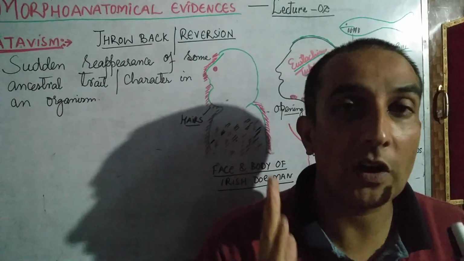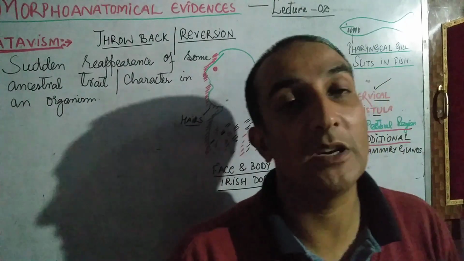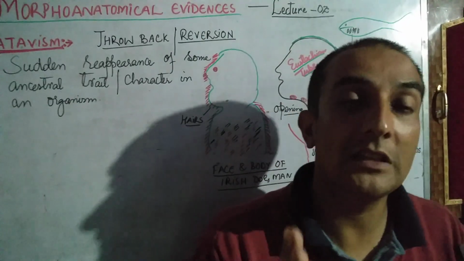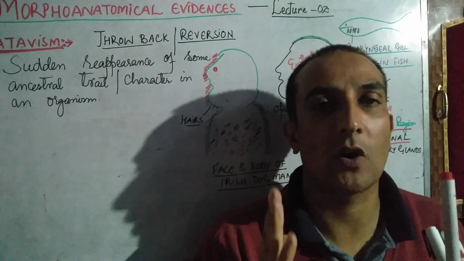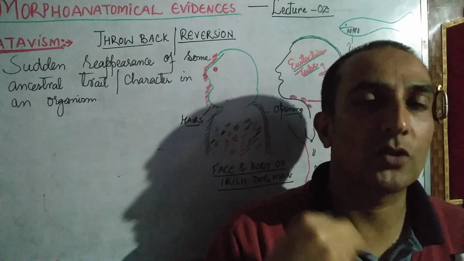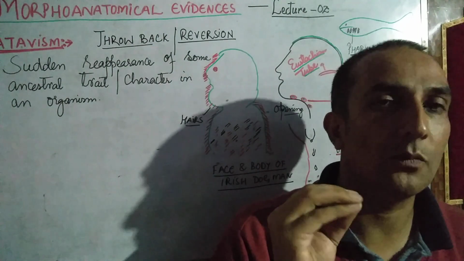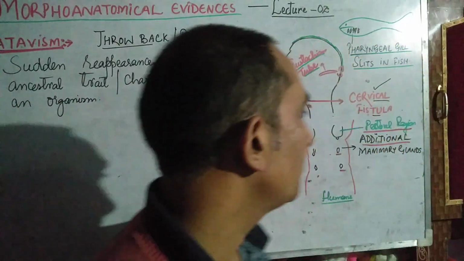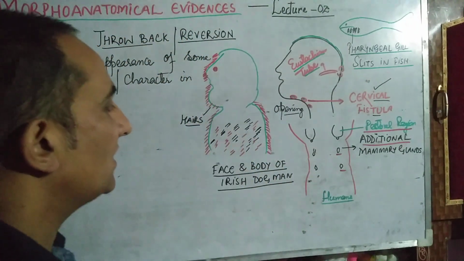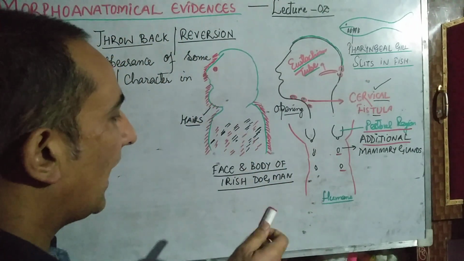But sometimes some human babies are born with these additional mammary glands, and this is a clear example of what we call atavism, reversion, or throwback. So this is the second example by which I try to make you understand what atavism means. And the last example we will discuss is of the Irish Dogman.